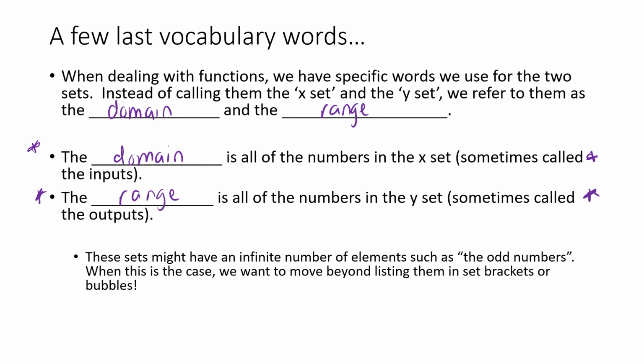Domain is all of the numbers in that starting set, and the range is all the numbers in that ending set. These sets might have an infinite number of elements, such as the odd numbers. So we might say the domain is the odd numbers. Well, there's an infinite number of odd numbers. When this is the case, we want to move beyond listing them in set brackets or bubbles. Okay, if we are dealing with all integers, or all numbers, then we do not want to be listing them out. And that's going to push us to some other tools for managing this mapping.